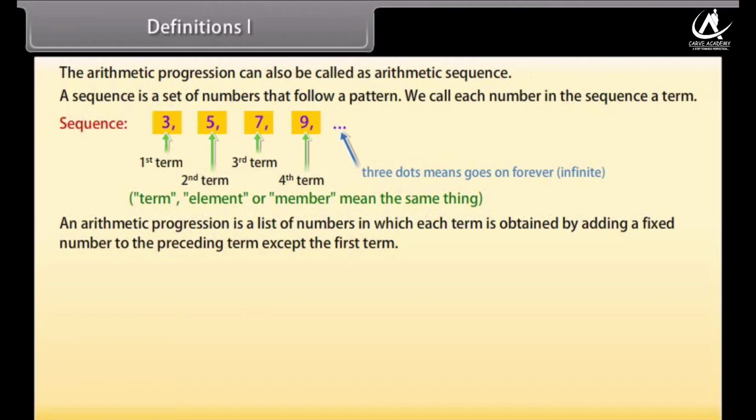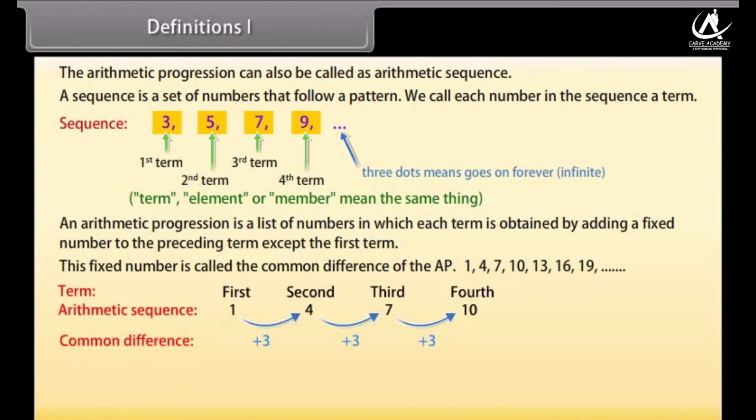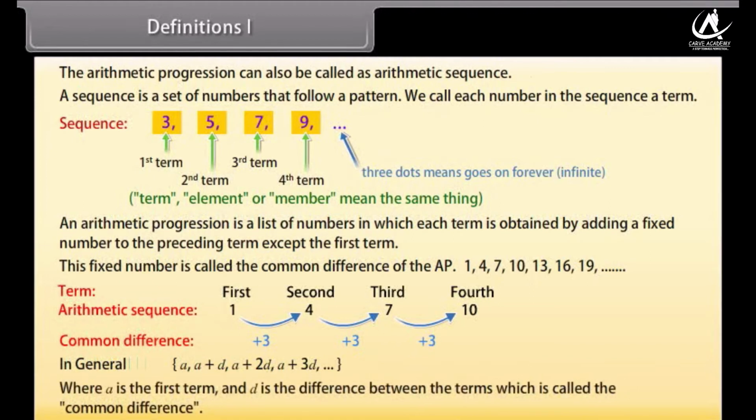An arithmetic progression is a list of numbers in which each term is obtained by adding a fixed number to the preceding term except the first term. This fixed number is called the common difference of the AP. Look at this sequence. We can see here that the common difference is 3. In general, we can write an arithmetic sequence like this: a, a plus d, a plus 2d, a plus 3d, and so on, where a is the first term and d is the difference between the terms, which is called the common difference.